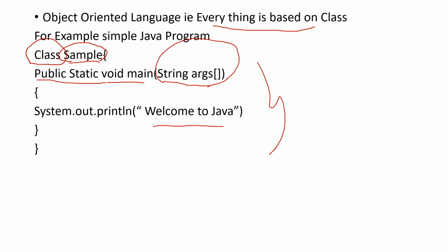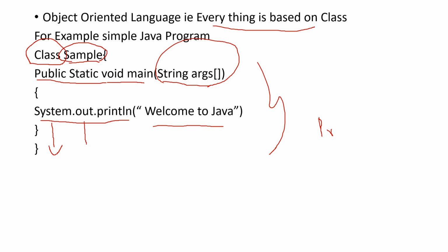To print a line, we use the System.out.println statement. In C, we use the printf statement. In C++, we use the cout statement. Likewise, in Java, we use the System.out.println statement. System is also a class. It's a root class.